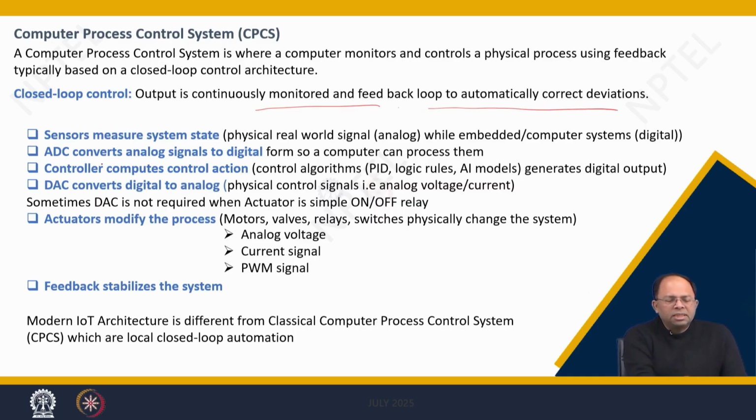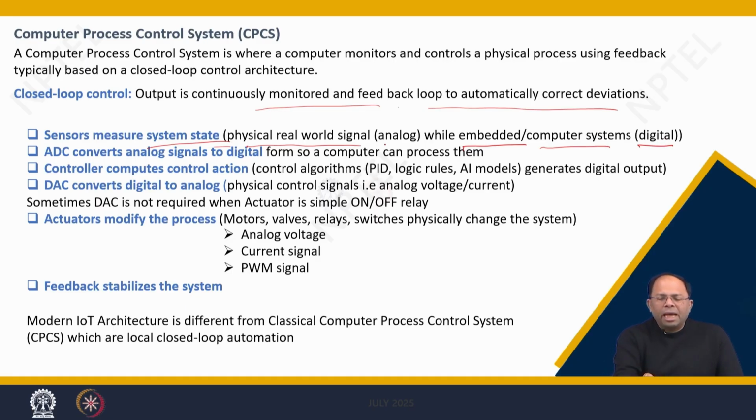The first is of course the sensors part, and the sensors measure the system state. That is, either it's a closed system we are measuring itself, or it could measure the environment as well. So, basically it is measuring a physical real world signal, and in most cases physical real world signals are analog in nature, right? And this data is sent to embedded systems or computer systems. Embedded system means it could be a microcontroller or a system which is embedded within a larger system, right? So, it could be a full computer system or a part of that. These systems are digital in nature.